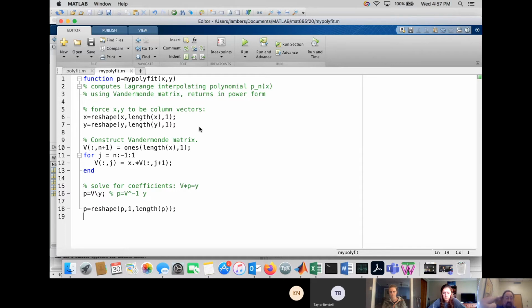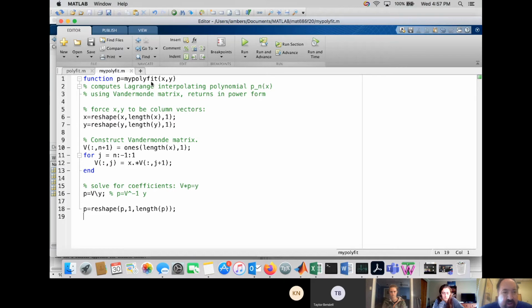Okay. So any questions about how this was done for regular polynomial interpolation? I think I heard someone unmute themselves. Is there a question? All right, and of course I'll post this code.